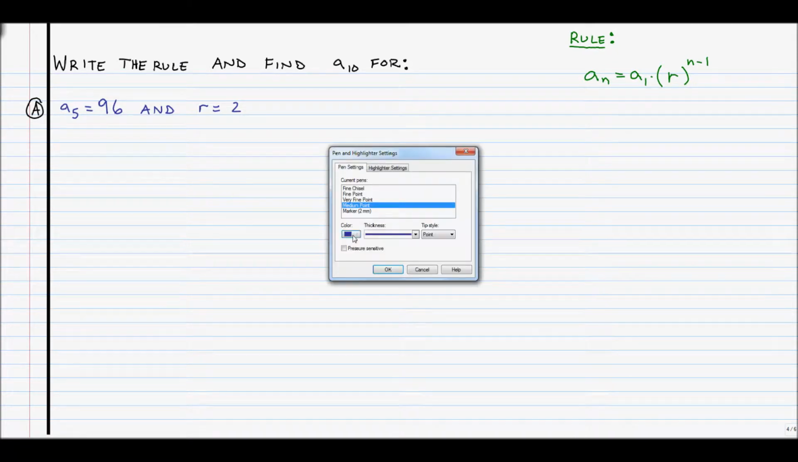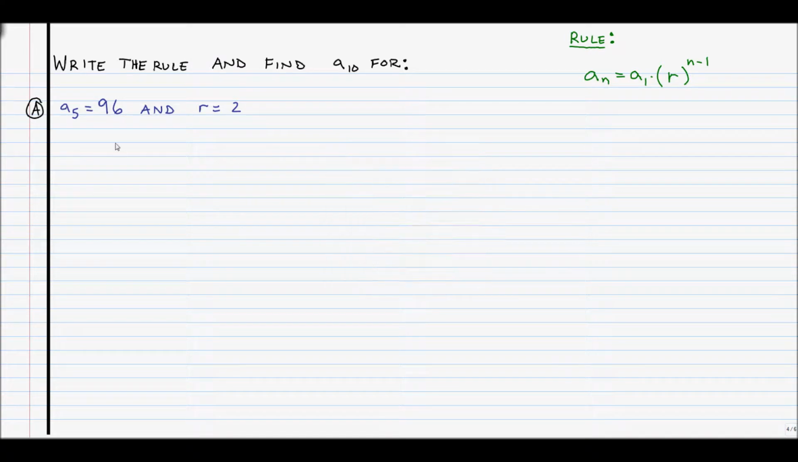So anyway, here we go. We're looking at this guy. We're going, okay, the fifth term's 96. r is 2. Well, we could probably go backwards and just figure out what a sub 1 is from there and write the rule. And we could probably just multiply by 2 a bunch of times and get a sub 10. Of course, situations are not going to always be so pretty. So instead, let's go through this one formally and make sure we know how to do this.